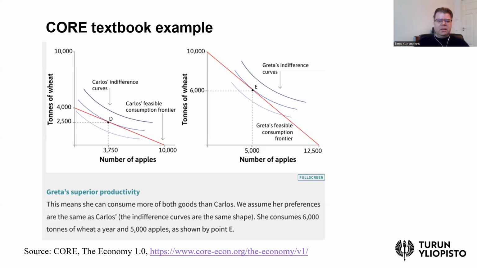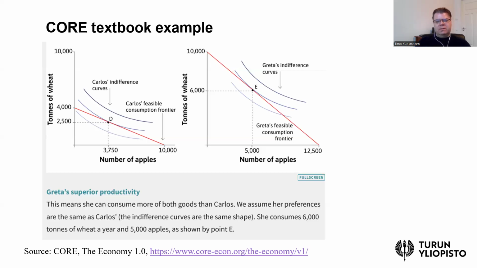Okay, so then Carlos chooses the point D in this figure, where this production possibility frontier is tangent to the indifference curves, and similarly Greta chooses point E, where we find that this feasible consumption frontier and production frontier is tangent to the indifference curves. So this is this basic kind of utility maximization subject to this kind of production constraint.